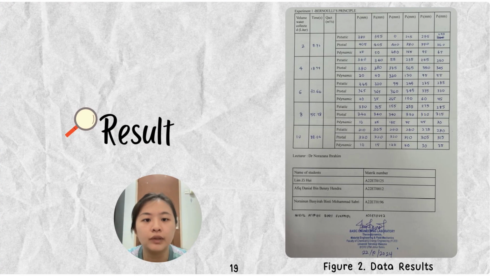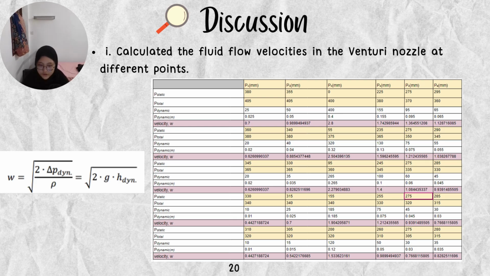This is the result that we gained in our experiment, and this is our experiment data. So, for the discussion part, number 1 is asking us to calculate the fluid flow velocity in the venturi nozzle at different points. So, using the formula of v equals square root of 2 times g times h dynamic, we can get each of the velocities at each point, which is at P1, P2, P3, P4, P5, and P6.